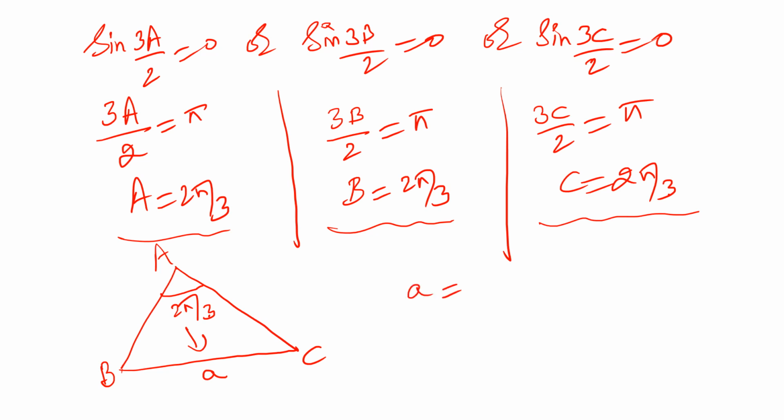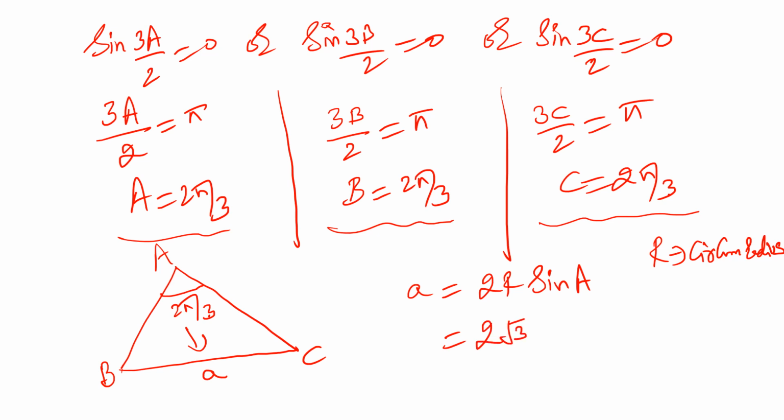By sine rule, a is equal to 2R sine A. You can write b as 2R sine B. Similarly, c as 2R sine C. What is R over here? R is the circumradius, or the radius of the circumcircle of the triangle. Fine. And we are given that R is equal to root 3.